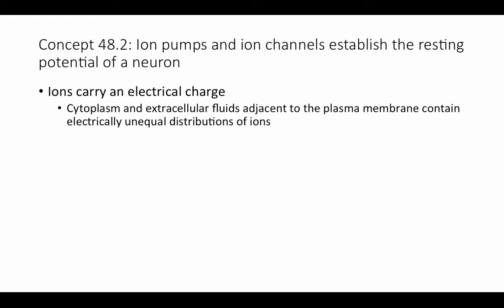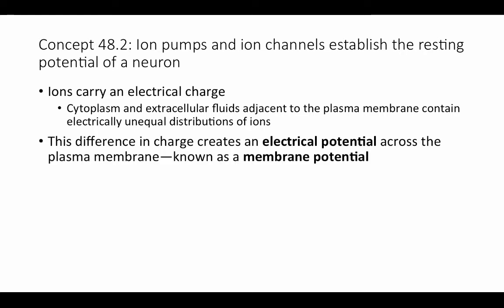So the cytoplasm and extracellular fluids adjacent to the plasma membrane contain electrically unequal distributions of ions. And this difference in charge creates what's known as an electrical potential across the plasma membrane, known as the membrane potential. So the membrane potential just refers to that difference in charge from one side of the membrane to the other.